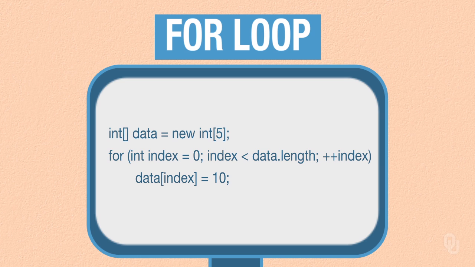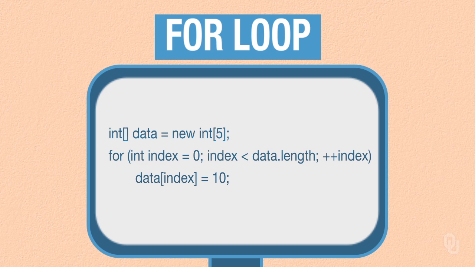Arrays are naturally processed with loops. The while loops that we've used so far were a good place to start our study of loops, but there are other kinds of loops that are particularly convenient for arrays. My favorite loop is called a for loop. The for loop displayed will set all 5 elements in the array data to 10.